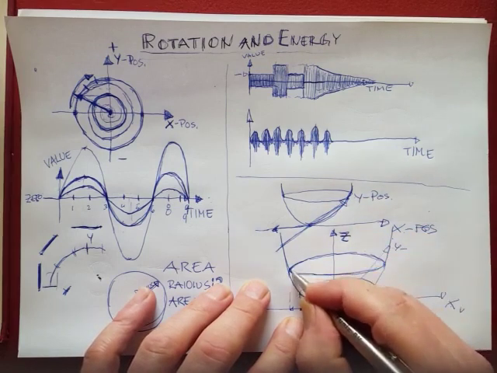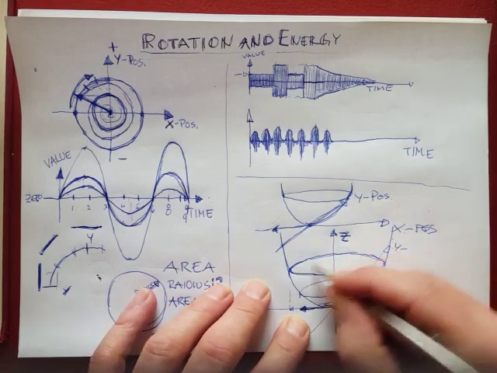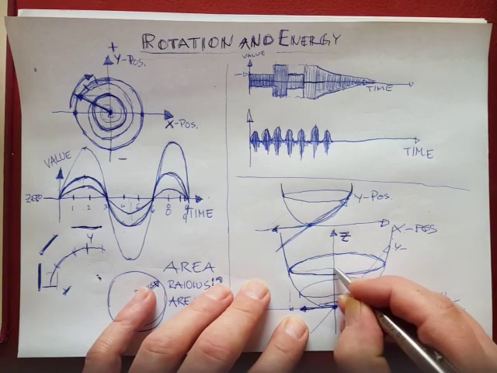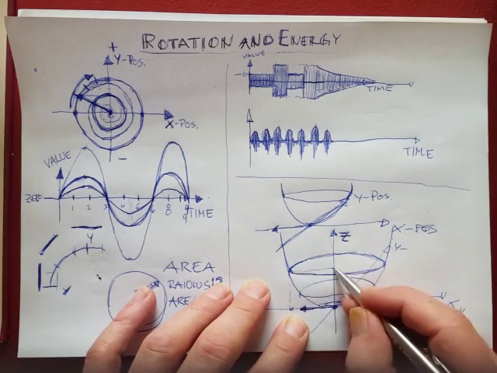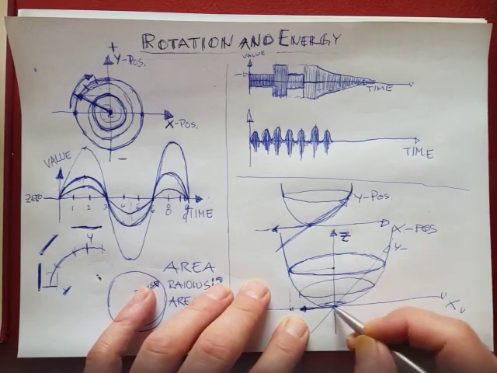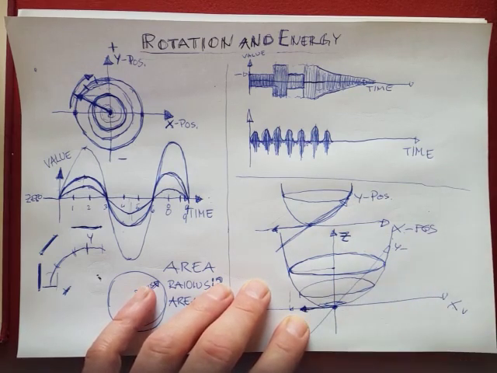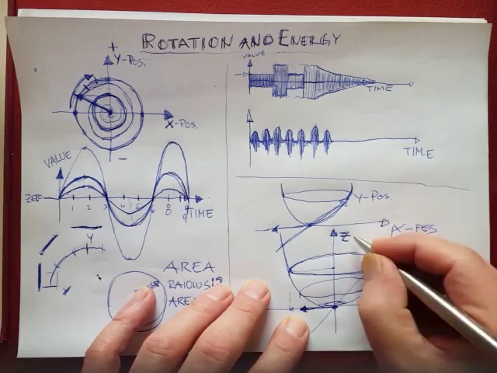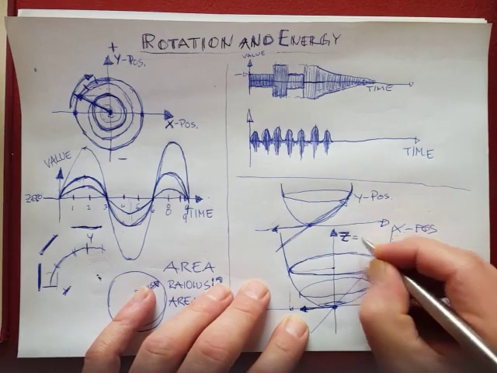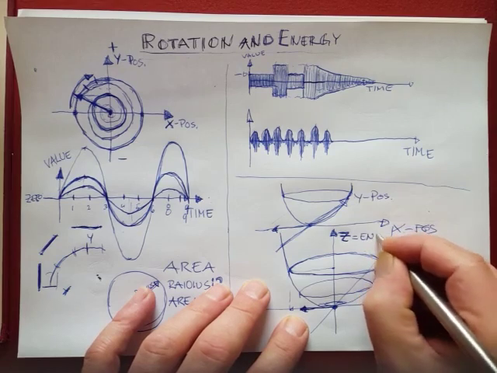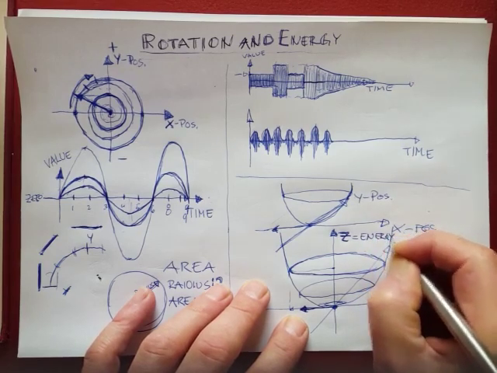Now, so we could read off a value there, which is a set value, which is a function of the length of the handle that rotates. And that set value I'm going to call energy.